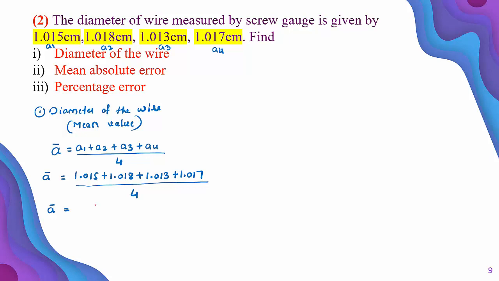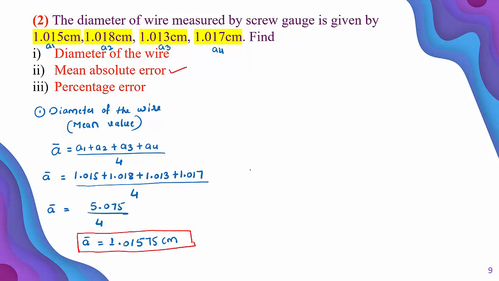Sum of all these values we will get 5.075 divided by 4. So A bar equal to 1.01575 centimeter. This is the mean value of the diameter of the given wire. Now we can find the second point, that is mean absolute error. Mean absolute error we have to find.